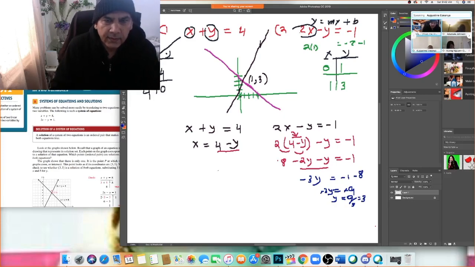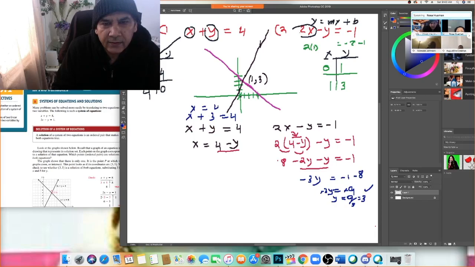Okay. Once we get the value of y, we have to go back into the original equation and get the value of the other variable. Since we have y equal 3, we go back here: x plus 3 equals 4. So you take the 3 to the other side, 4 minus 3, which is 1.